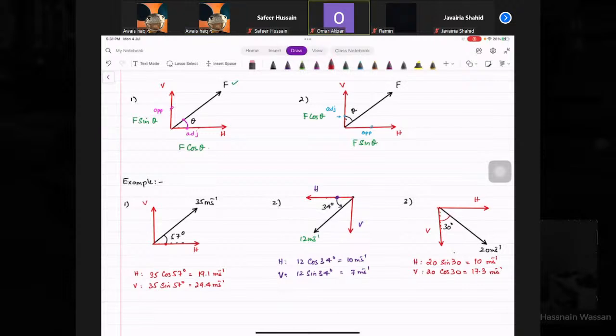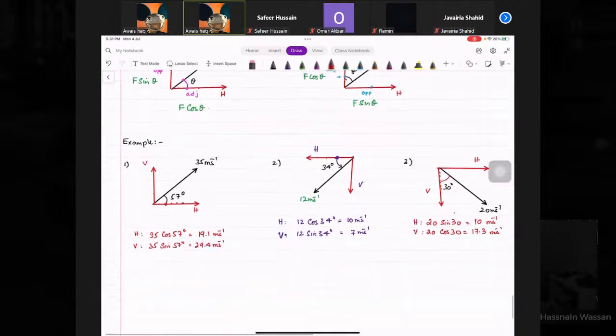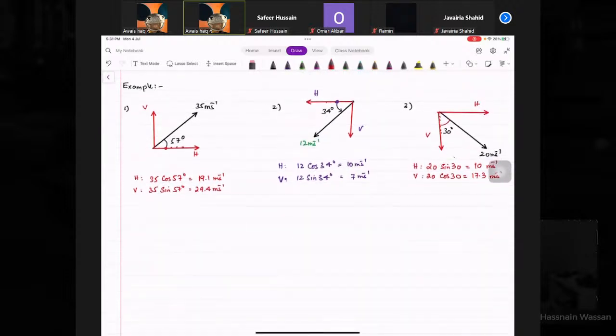So basically, you just learned today how to break a vector at an angle into its original components, right? Now, what if its components are given and you need to find the original, the resultant vector? So what do we do? Now let's look at that. And that's extremely simple.